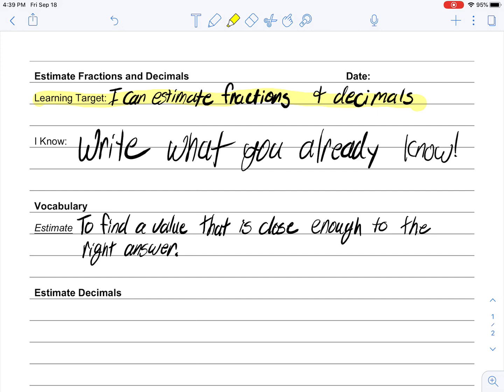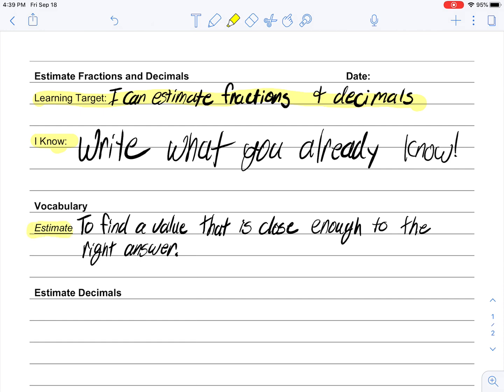I've already written it down. Your "I know" is what you're going to write about what you already know about estimating fractions and decimals. So maybe you write, I know how to round decimals, or I know how to find the closest whole number to a fraction, whatever that is. And then after you put down what you already know, the next thing you're going to do is your estimate.